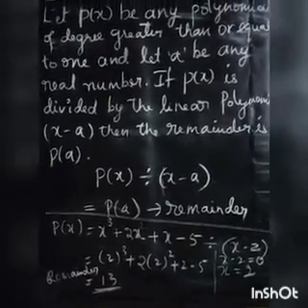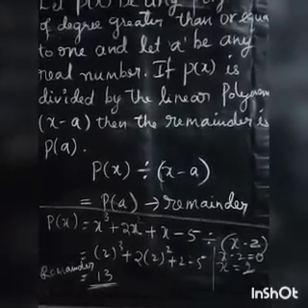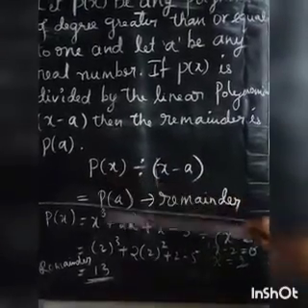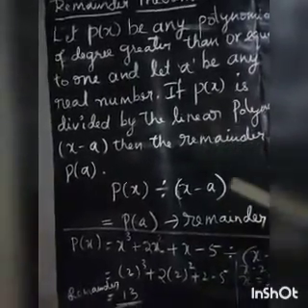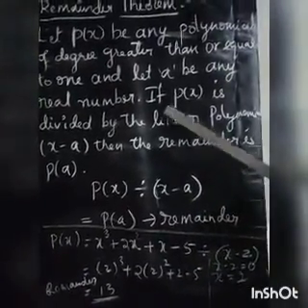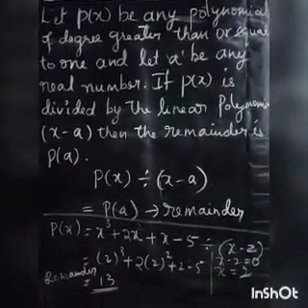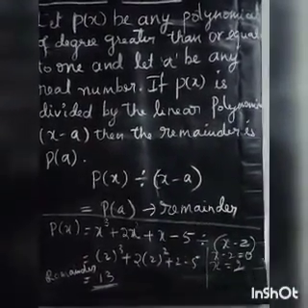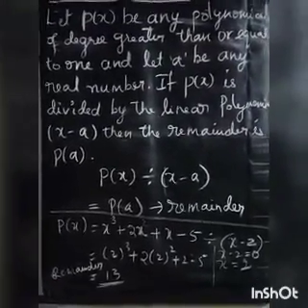So the remainder theorem says if P of x is a polynomial of any degree, and a is any real number, and P of x is divided by the linear polynomial x minus a, then the remainder will be P of a. So if you want, I'll explain with another example.